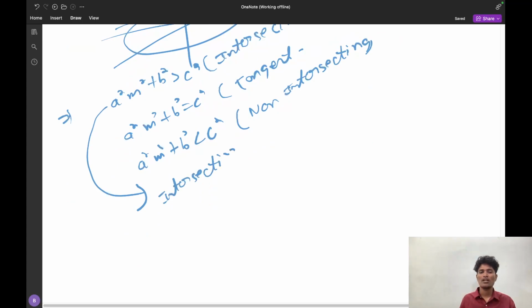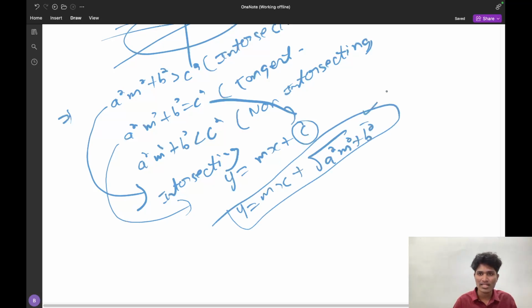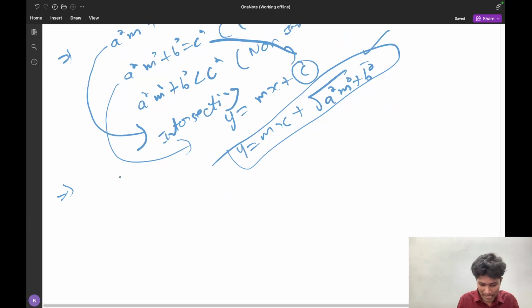And when a square m square plus b square is equal to c square, what is the tangent equation? Suppose y equal to mx plus c is a tangent equation. So from this, what can I write? y is equal to mx plus root of a square m square plus b square is the tangent equation in slope form. I will discuss the tangent equation once again. This is the thing. And there is a relation.